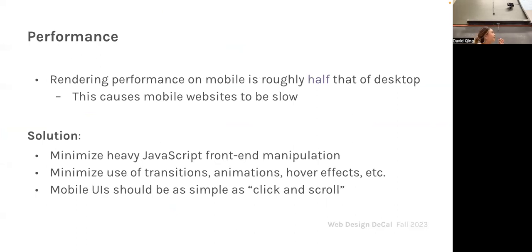Our last topic of mobile design is that a lot of times on a mobile device, performance is usually a lot slower. It's roughly half of desktop, but a few solutions to this are minimizing heavy JavaScript, which we will learn very soon, and minimizing use of transitions, animations, hover effects, all that stuff, because you can't really use that on a mobile device. Mobile UIs should be as simple as click and scroll.